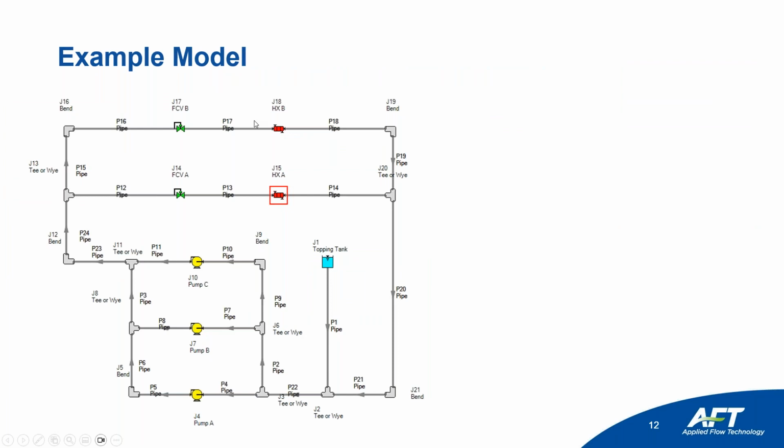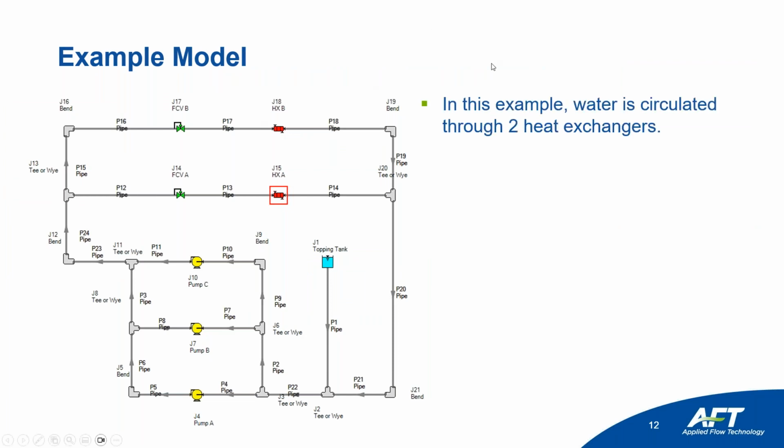Okay, so we have an example model here that we're going to be working with. In this example, water circulates through 2 heat exchangers. What do we have here? We have 3 pumps pumping through 2 heat exchangers. We want to create layers that allow us to see.